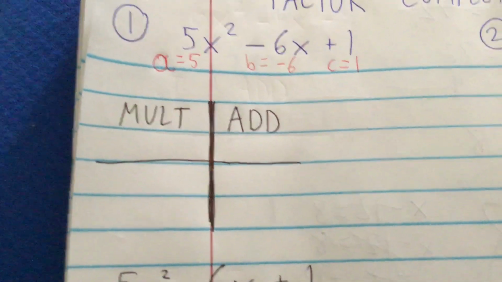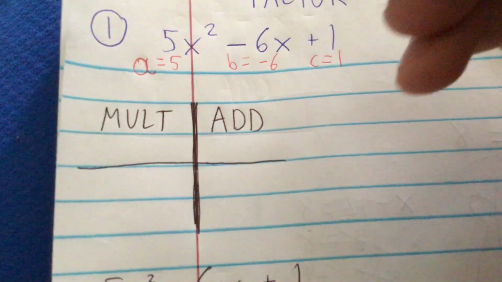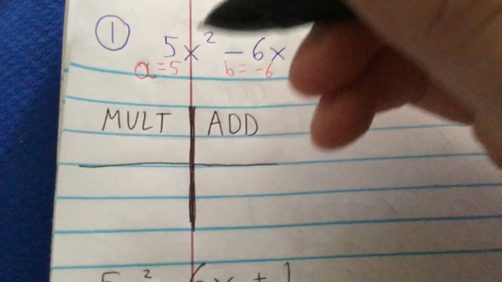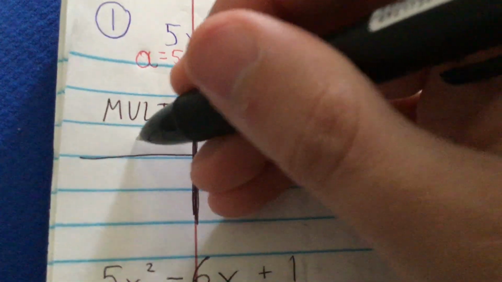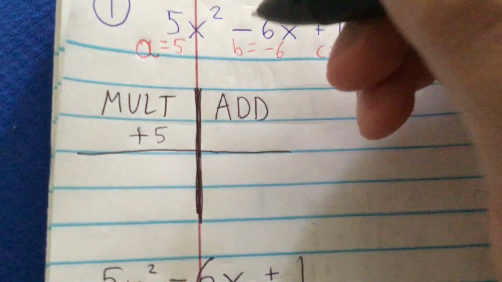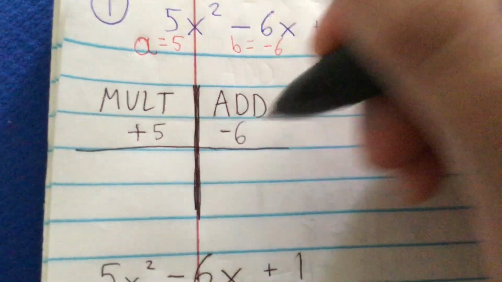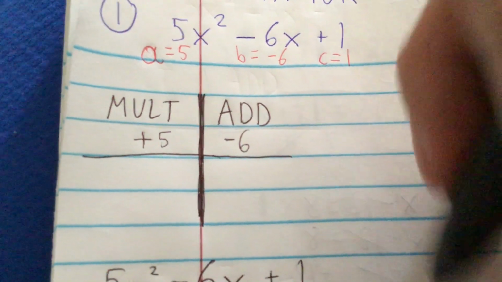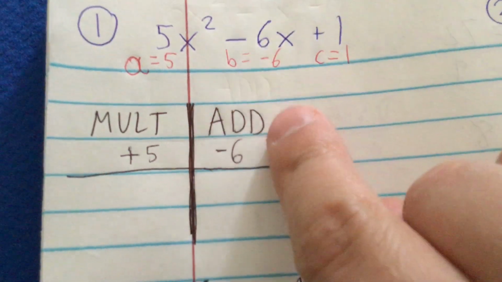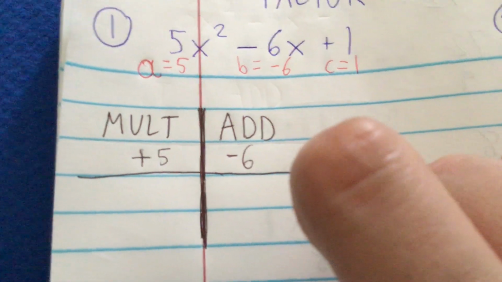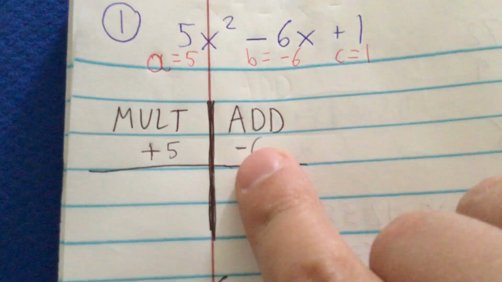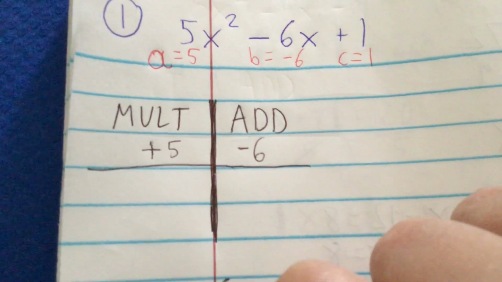So what I need to do now is figure out what multiplies to a times c and adds to b. So in this case, ac is positive 5, and b is negative 6. Go back to the last unit. In the previous unit, we said, if it multiplies to a positive and adds to a negative, that needs to be a negative times a negative, because a negative times a negative makes a positive, and two negatives added together makes a negative.